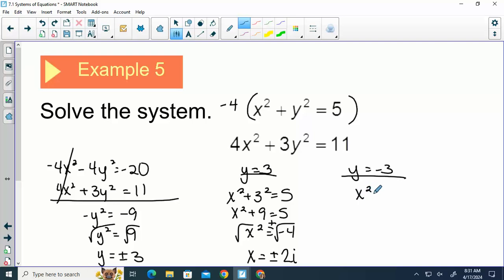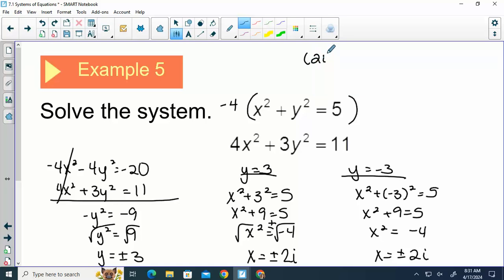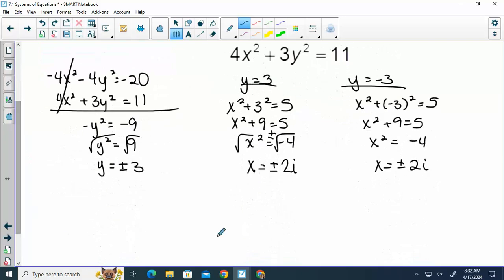So if we put in negative 3, we should get the same thing. Negative 3 squared is 9. So x squared is negative 4. Square root plus or minus, so we get plus and minus 2i. If you had gotten 2i and had to plug it back in, you would have 2i squared plus y squared equals 5. That turns into 4i squared, which is negative 4. And so then you would solve it from there and get the same thing. So you weren't wrong. So our answers, how many did we get?